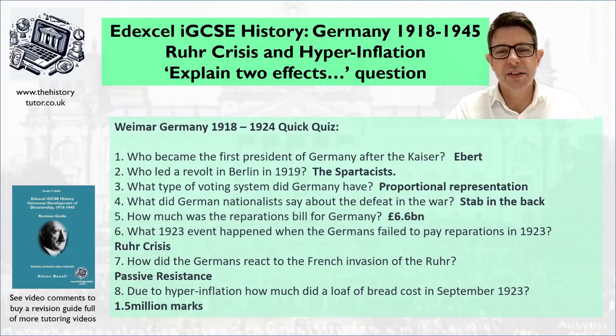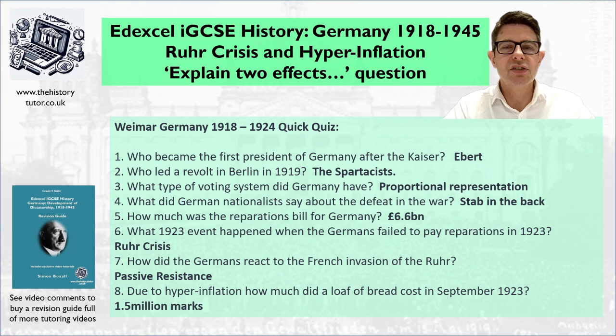Okay, so question number 1 says, who became the first president of Germany after the Kaiser? And we've talked about that in our previous videos, and that's Friedrich Ebert. So yes, the socialist leader took over, fearful of a communist rebellion and revolution in 1918. Unfortunately, he had to then end the war, which obviously led to some problems for socialists as the right wing started to dislike them. Who led a revolt in Berlin in 1919?